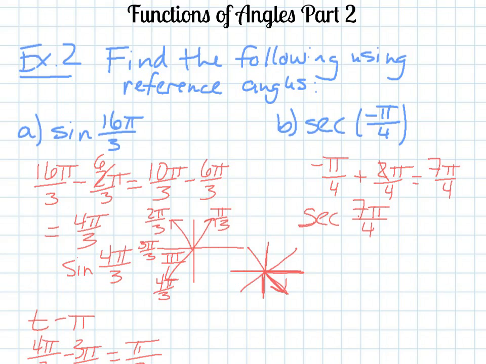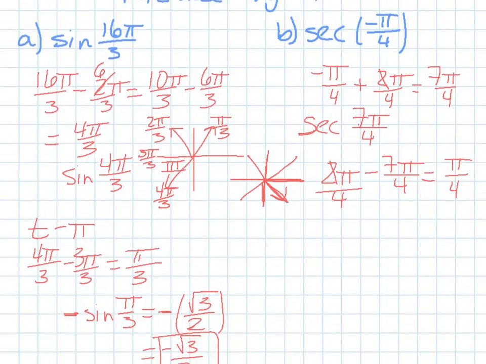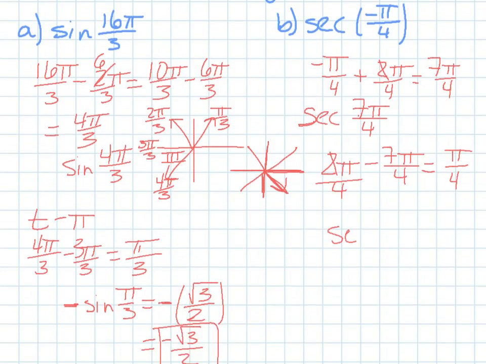Okay, so then that's in the fourth, so then taking 2 pi minus 7 pi over 4 to find that value. Remember, that's 8 pi over 4. So that's pi over 4. So secant of 7 pi over 4 would be the same thing as secant of pi over 4. Now here, think about your trig values. Pi over 4 is in the first, so everything's positive.